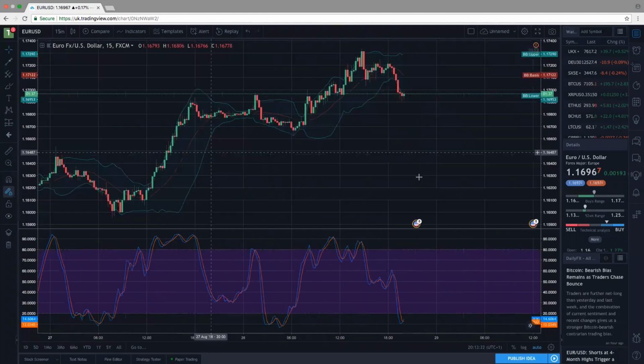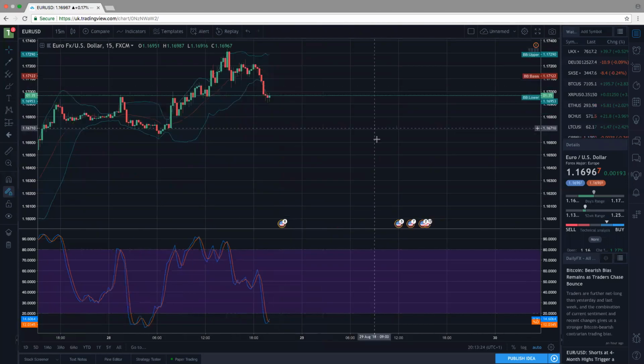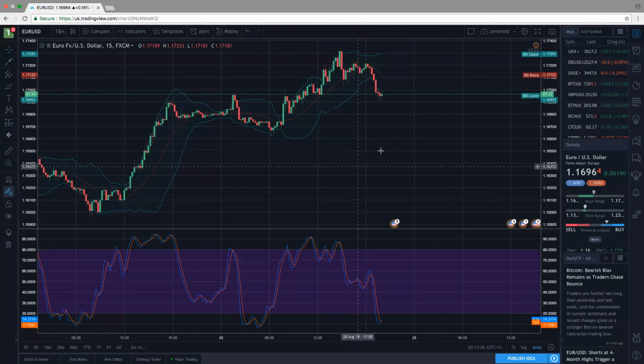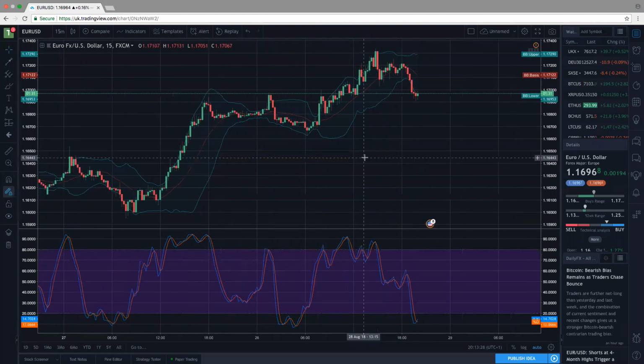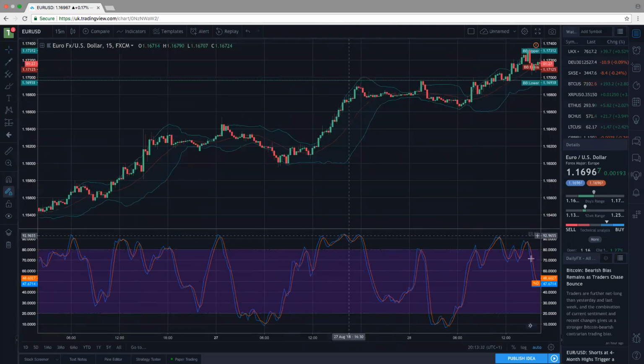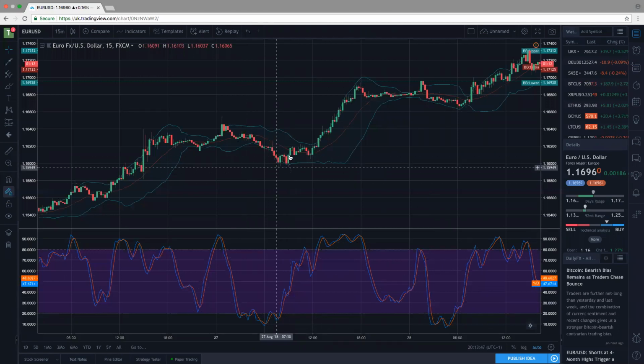Let me just get the rules up here. So the rules to the strategy: when it's above 80 here, this margin here, and it's touching the top Bollinger Band, and it's not consolidating, and the red candle forms, we're looking for a sell. And when we're looking for a buy, you want it to be below 20. We want it to be touching the lower Bollinger Band with a green candle.